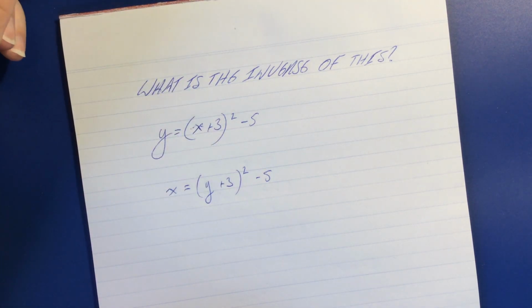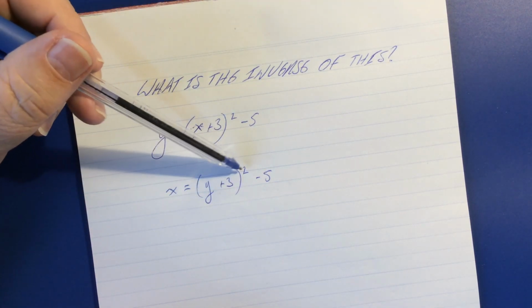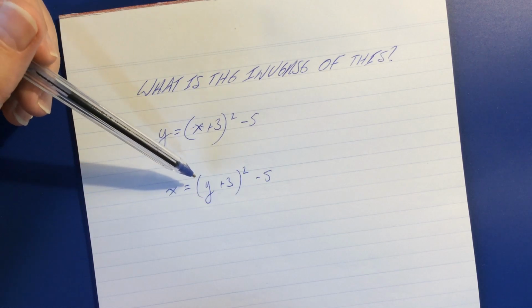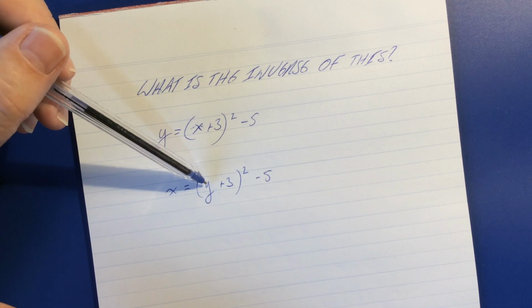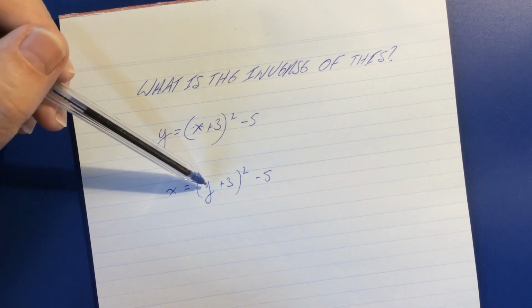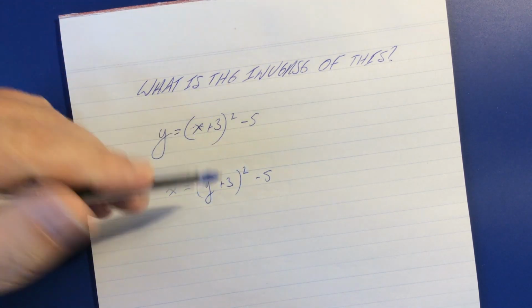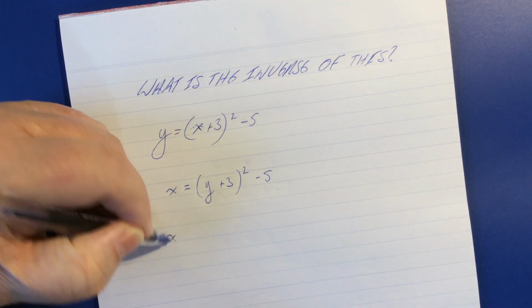And that's what we get. x is equal to (y plus 3) all squared minus 5. And what we want to do is we gradually want to make y the subject. And when I say gradually, there are a few steps. So, what's the first step?